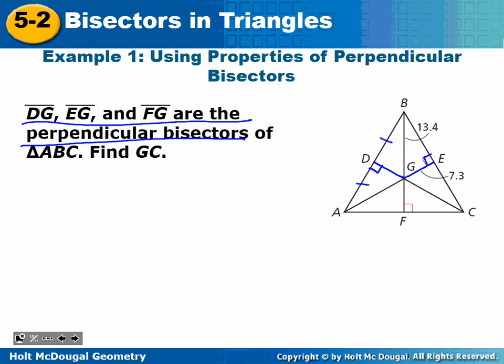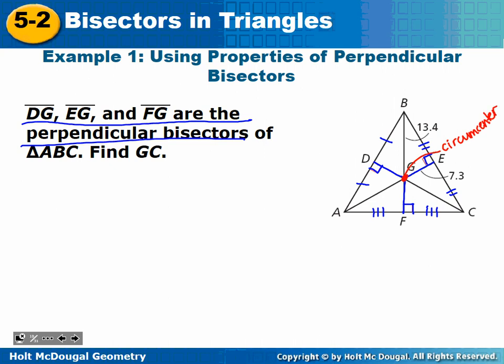EG is a perpendicular bisector. What can I mark congruent? BE and CE. Okay, the next one, FG is a perpendicular bisector. What can I mark congruent? AF and CF. So understand when it says perpendicular bisector of the triangle, it's saying it's bisecting the sides of the triangle. Okay, what does that make point G according to today? The circumcenter. The more we say it, the more we write it, the more we're going to memorize that word.